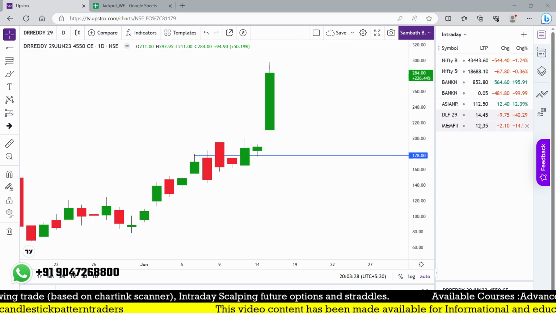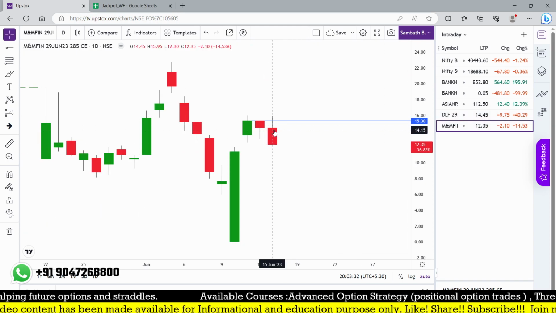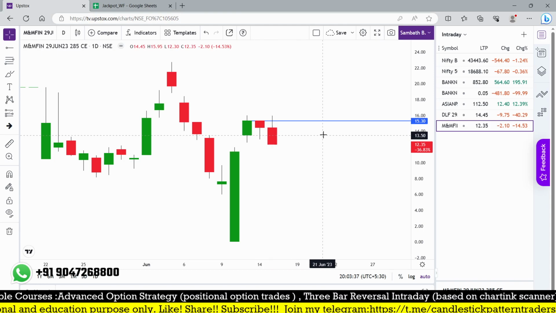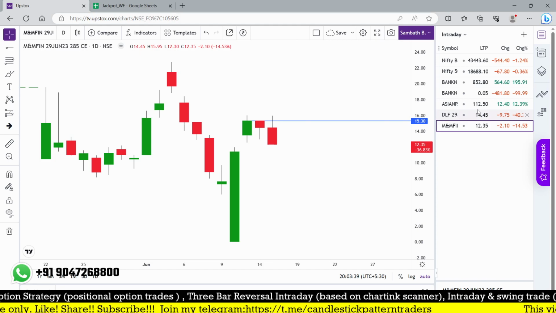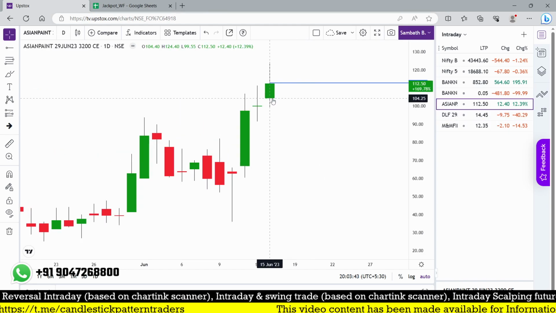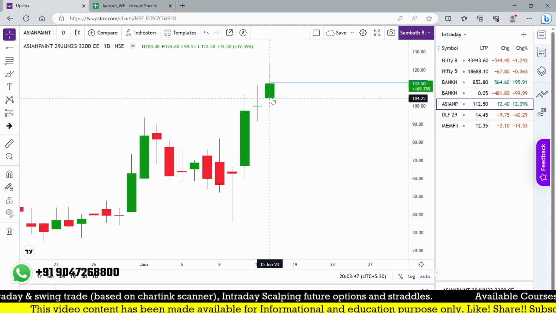Still, I'm just waiting for M&M also today. It broke the level and went up to 15.95, just about 60 paisa, and closed lower. Okay, still I'm waiting for the breakout. And Asian Paint gave you some 10 points and closed at the same price. These are all the three opportunities which we have taken in our live session.